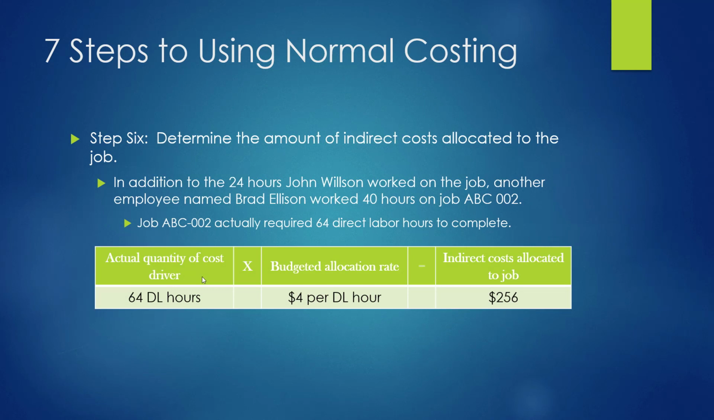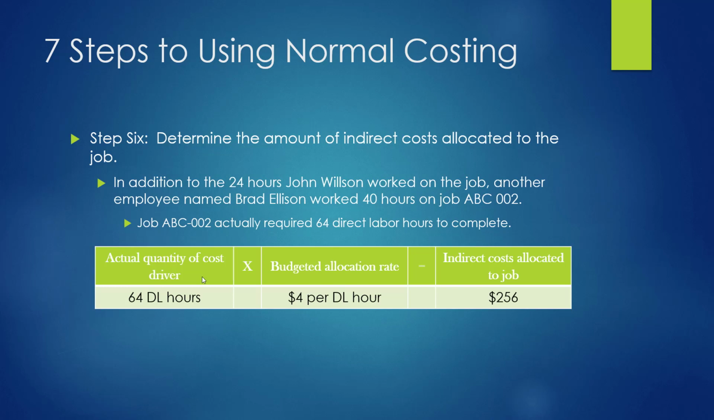Well, our predetermined overhead allocation rate was $4 per labor hour. So if we are estimating that we're going to incur $4 in indirect costs for every direct labor hour a job takes, and job ABC002 took 64 hours, well, that means that 64 times 4 is 256. We think that it's going to cost $256 in indirect costs to do this job.